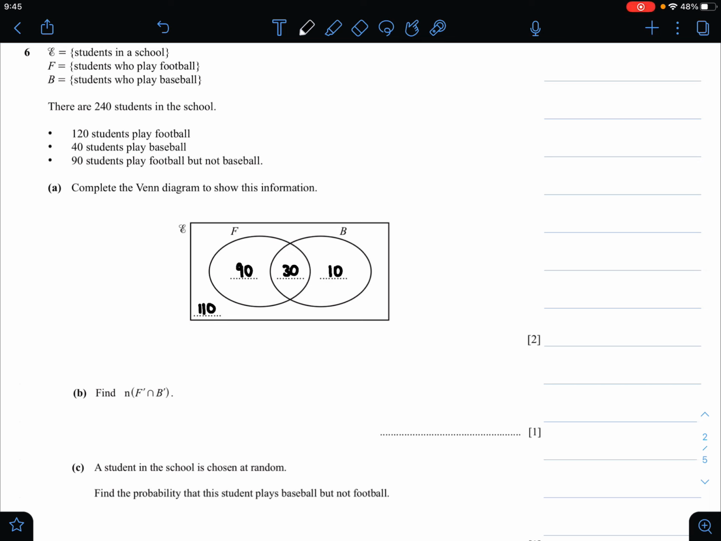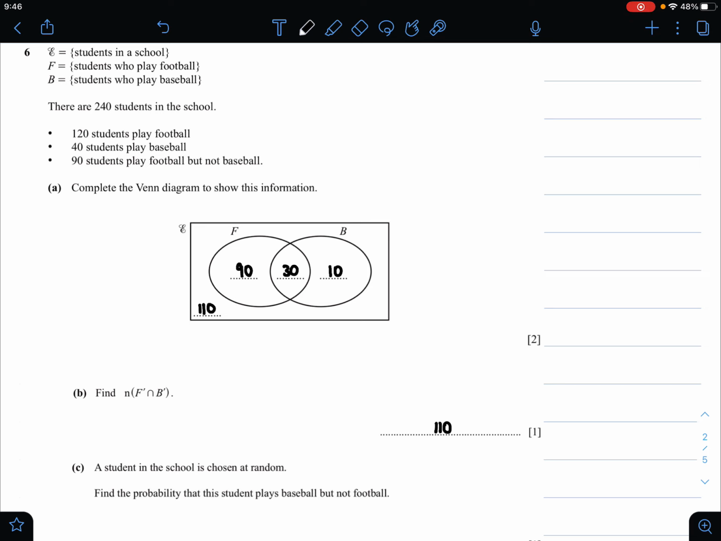Now let's move to part B of this question. For part B, they are asking us to find the number of students for this particular set. So this means F complement, meaning everything other than the F set, intersection B complement, so everything other than the B set. And intersection means whatever is common between the two, F complement and B complement. So what is common here is everything other than the two sets, so that would be the 110 students who don't play either of these two sports.